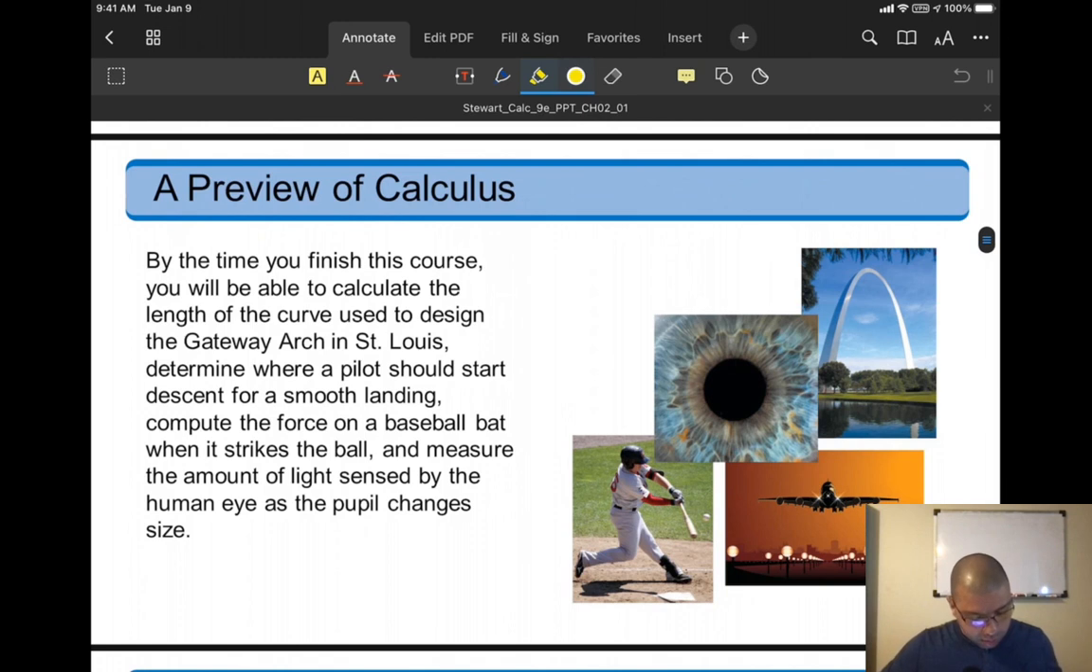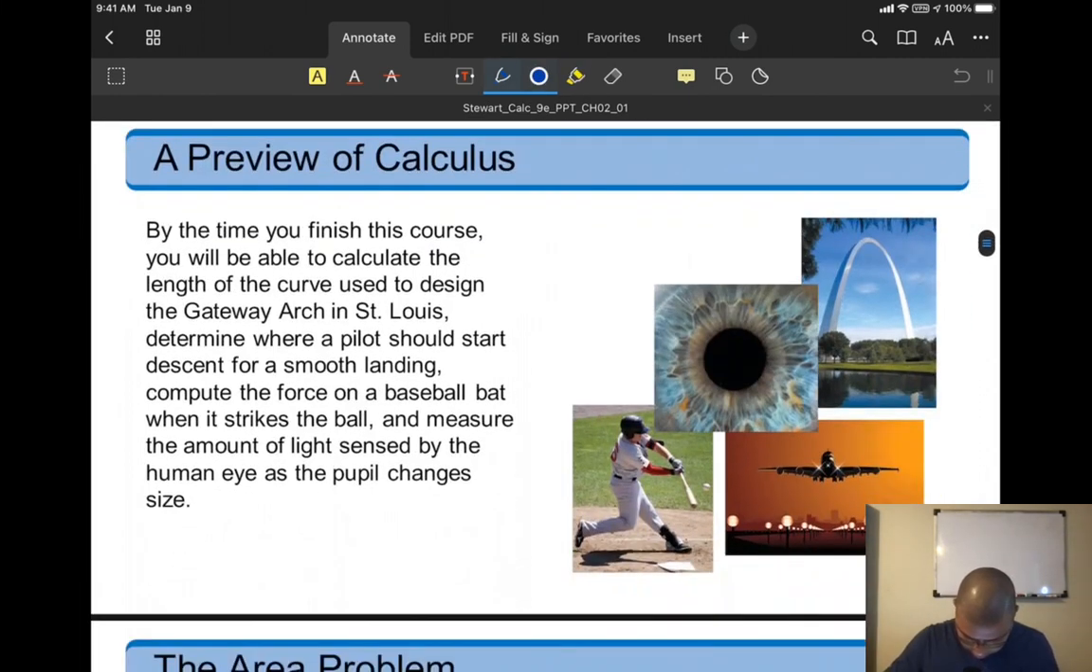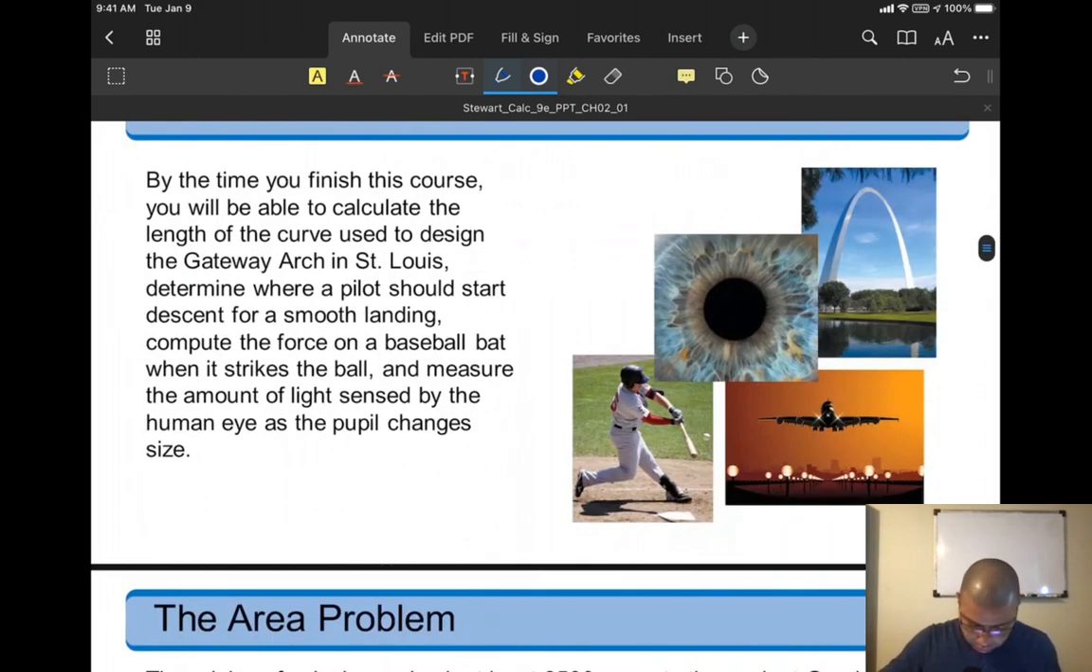It says that by the time you finish this course, you'll be able to calculate the length of the curve used to design the Gateway Arch in St. Louis. If you don't know, that is this curve over here, this monument in St. Louis. You'll be able to determine where a pilot should start descent for a smooth landing, and this is one of the projects that I intend to use and to assign during this class.